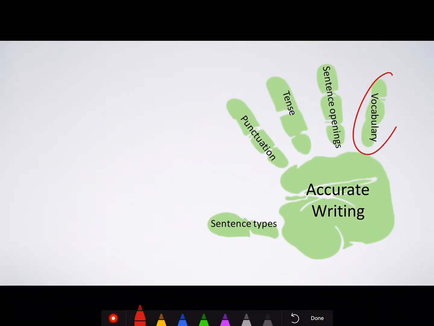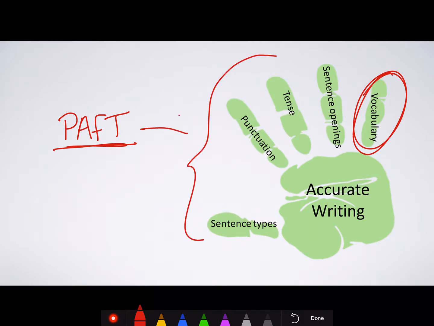So we're going to be focusing on this one today, this idea of vocabulary. And as I said, we're going to be looking at what is appropriate to purpose. So if we think right back to purpose, audience, format and tone, these will help you with everything here. So it'll help you with absolutely everything.